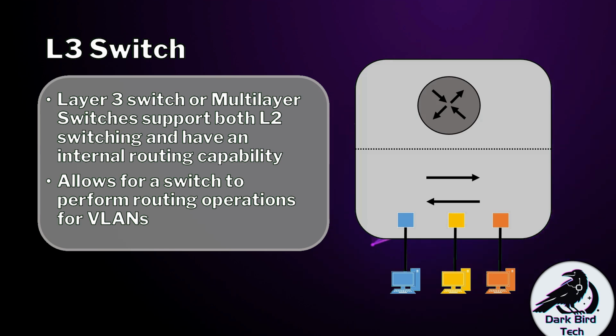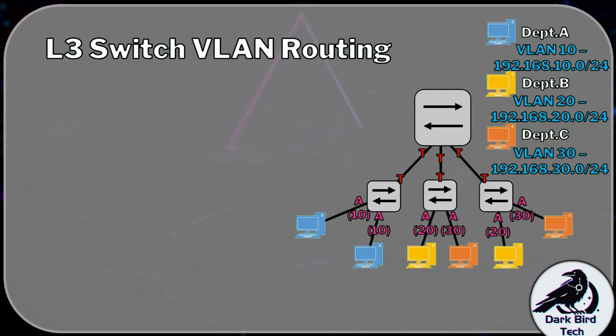And this will allow our switch to perform some routing operations. Now, why would you want a layer 3 switch though? Well, there are some situations where it's going to be a lot more efficient to do a layer 3 switch rather than layer 2 switches and a dedicated router. But for now, let's see how the layer 3 switch will handle the routing. Well, let's diagram it out.